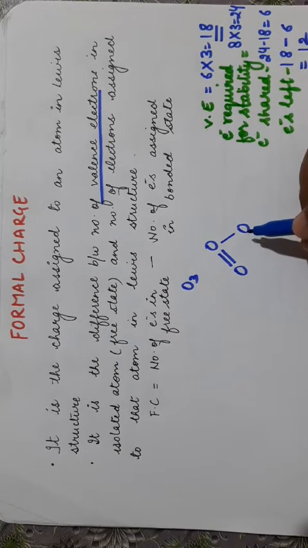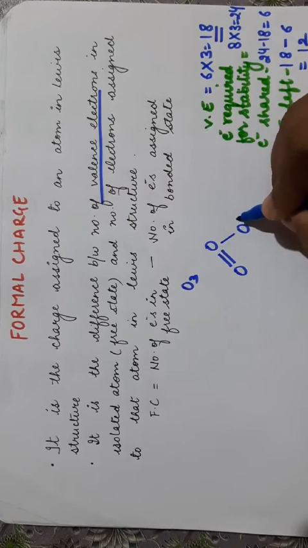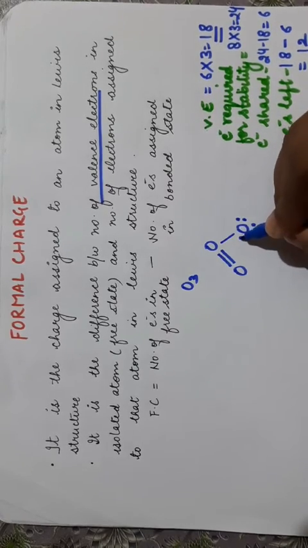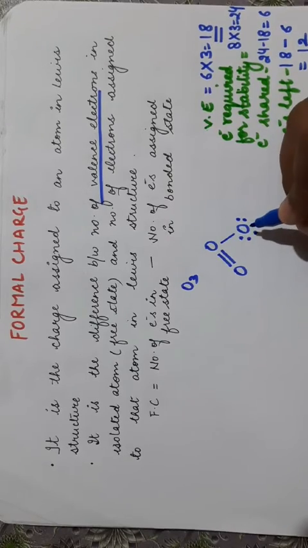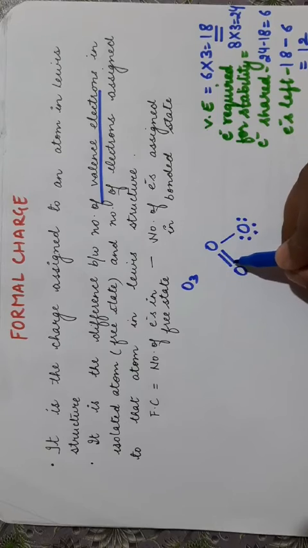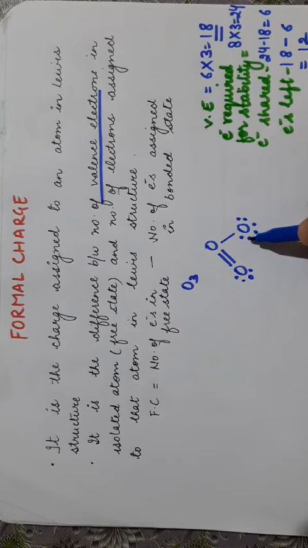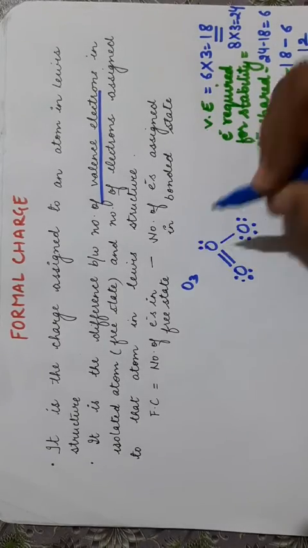Now first complete the octet of the terminal atoms. This oxygen has only 2 electrons, so make 6 electrons here. 8 electrons complete. You have to complete the octet of each atom. This oxygen has 4 electrons, so 4 more, 8 complete. Now how many have we used here? 6 plus 4 is 10, total 12 are there, so 2 dots here.